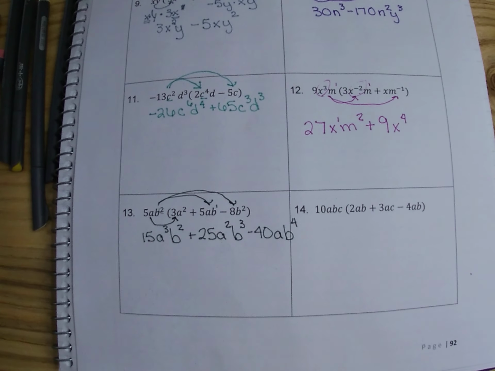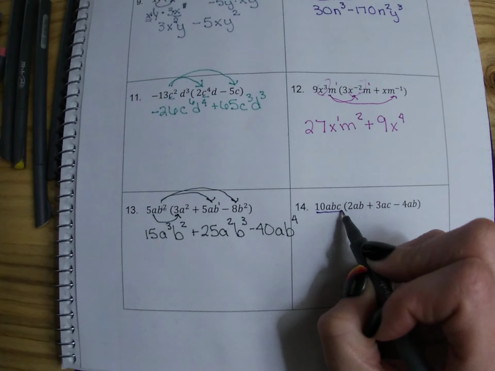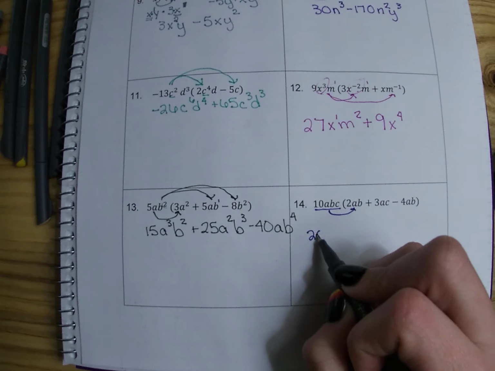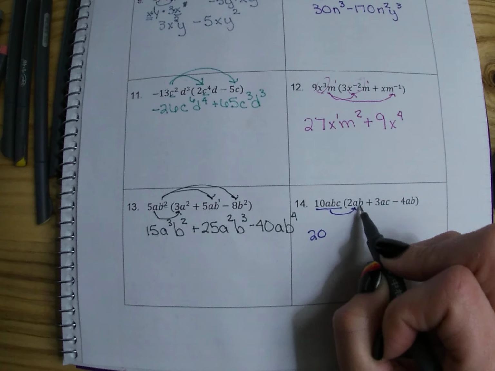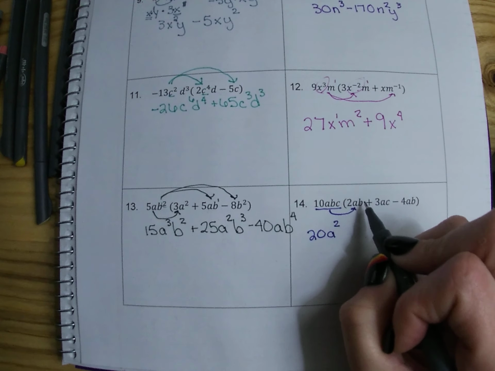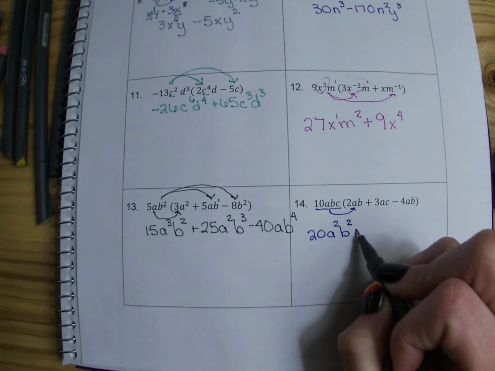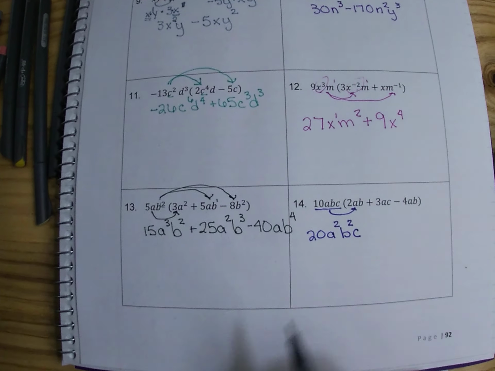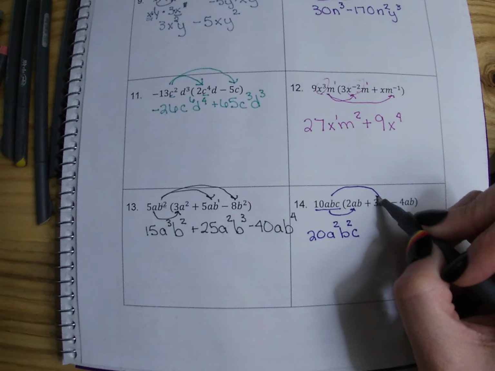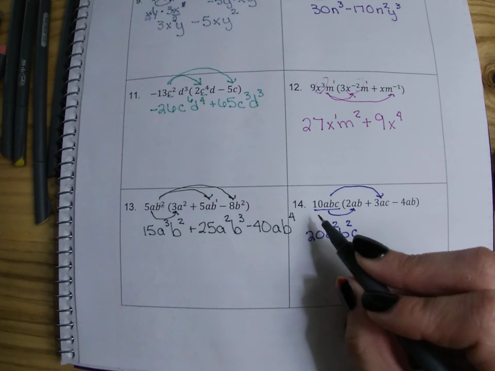And then for our last problem, we are going to be distributing a 10abc. Again, this is going to 3 terms, but again, we're just going to go one chunk at a time. So if we take this and we go here, 10 times 2 is 20. We have an a to the first times an a to the first, which will give us an a squared. A b times a b, which will give us a b squared. And then a c, right? The c doesn't have anything to go with, so it still just comes along and brings down to the final answer.